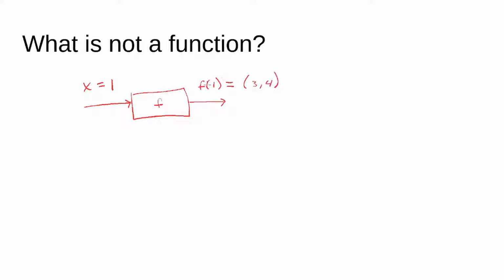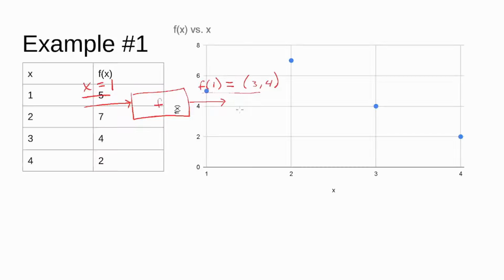In this case, I know immediately that this is not a function because the condition for defining a function is that if you give a single input that's valid, you should get a single output. And here there are 2: there's 3 and 4.